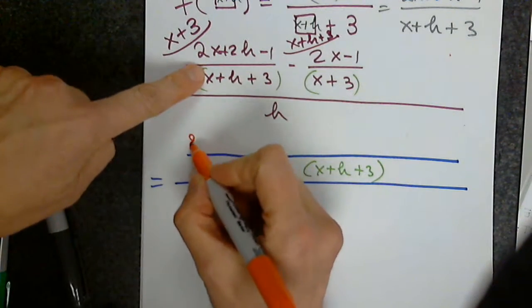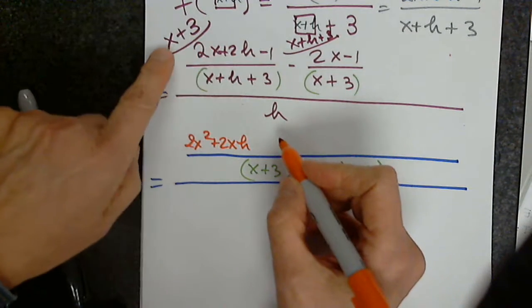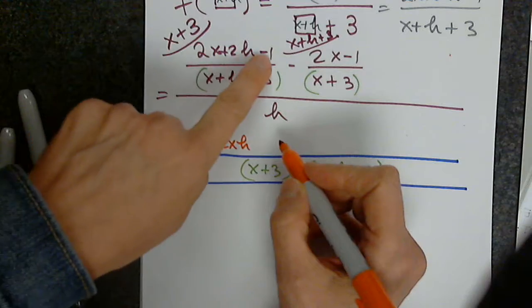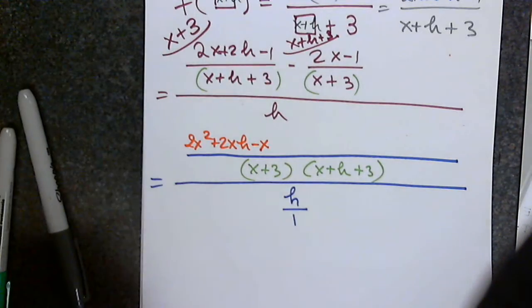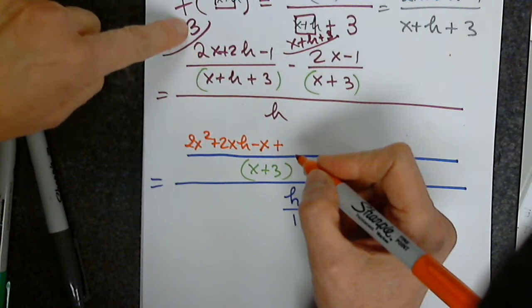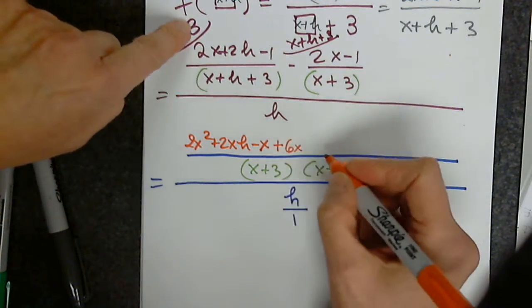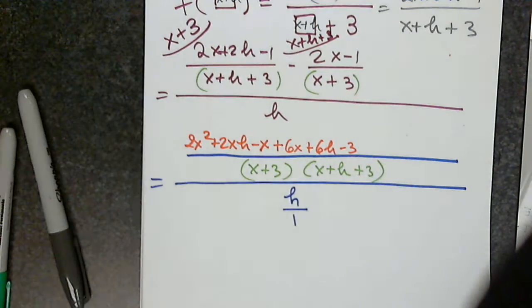Squares for 2hx plus x. One more. Minus, oh, I wrote the wrong thing on my paper. Minus x. Good. Then 6x, plus 6h, minus. Awesome. We're done with the top of the first. Correct? Okay, now careful.